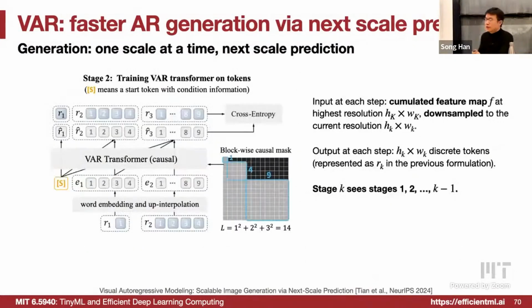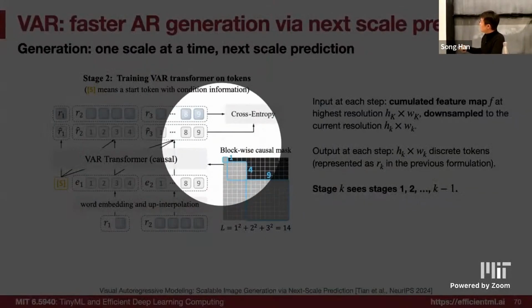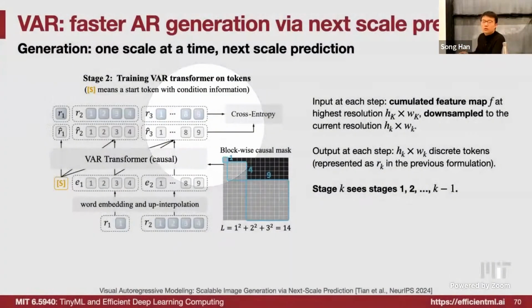And the interesting part is the attention mask. It's no longer the triangle shape. So what is the new shape?